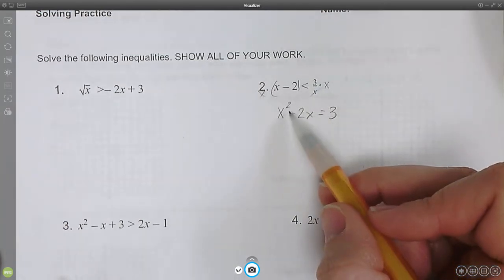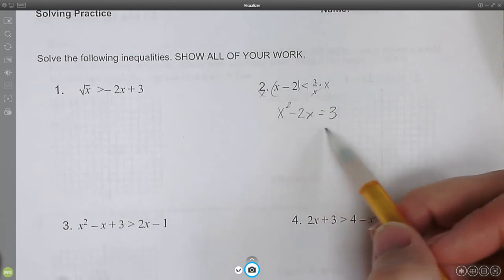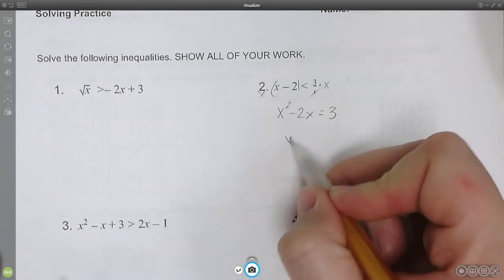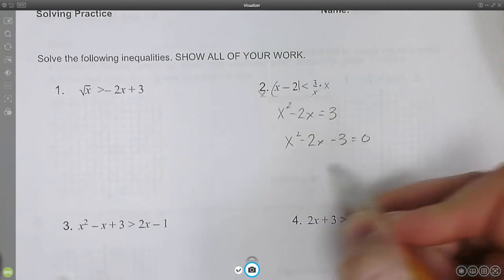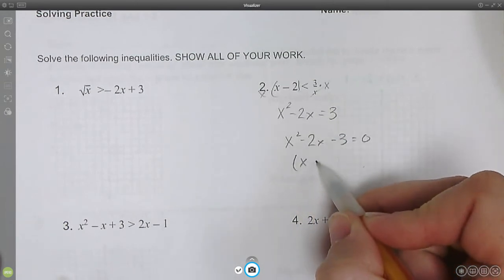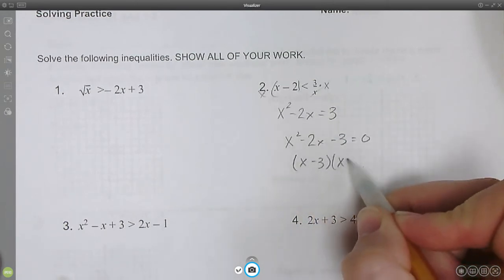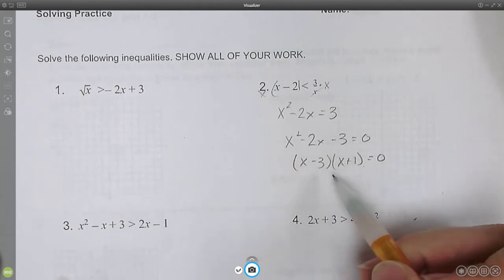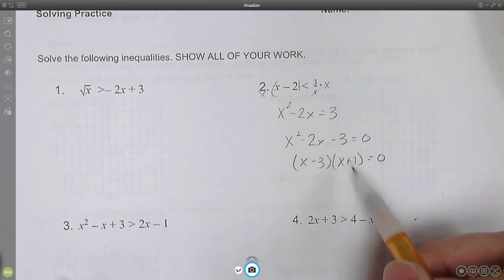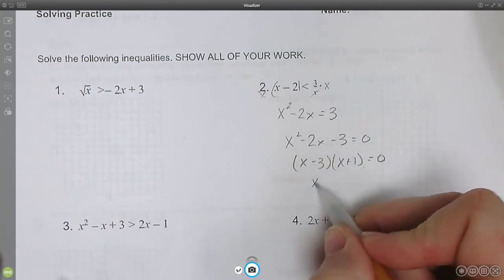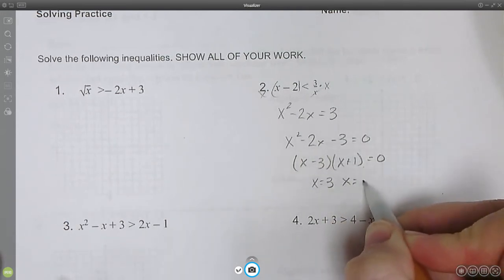Okay, I have quadratic, so that means I need to set this side equal to 0. So I'm going to have x squared minus 2x, subtract 3 from both sides. You need to factor, so we're going to have x minus 3, x plus 1 equals 0. Don't forget, it's just two numbers that multiply to -3 and add to -2. Set each of these equal to 0, so I get x equals 3 and x equals -1.